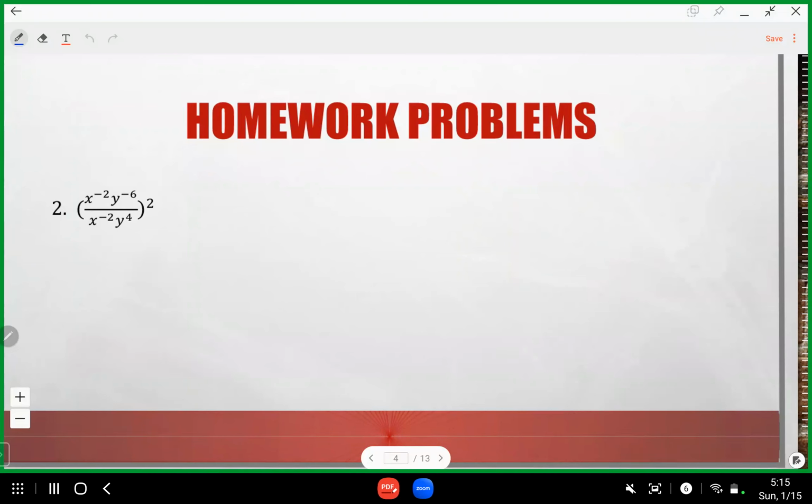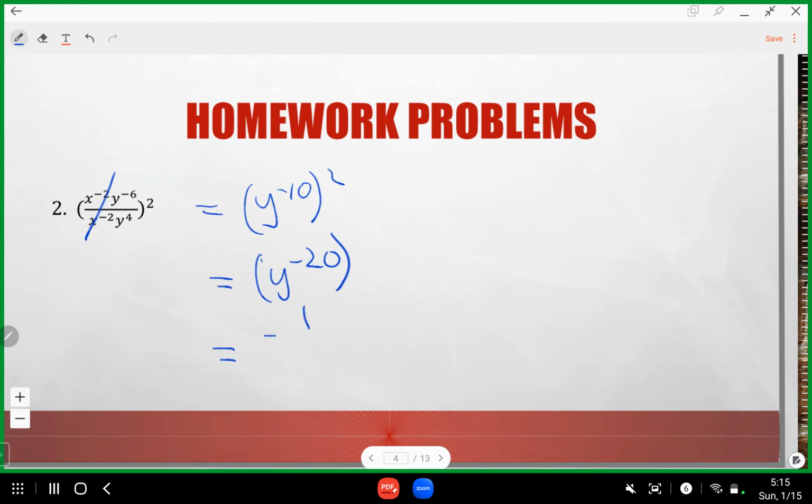First I simplified the fraction inside the parentheses, so it would be y to the negative 10th to the second power. Right, because you can just cancel out the x's, right? Yeah. And then that would be y to the negative 20th. And that is 1 divided by y to the 20th. All right, very good. Okay, let's do this last one.